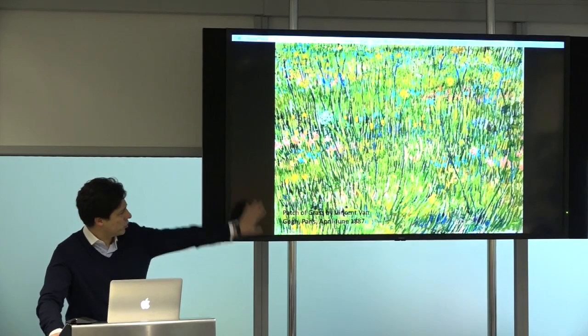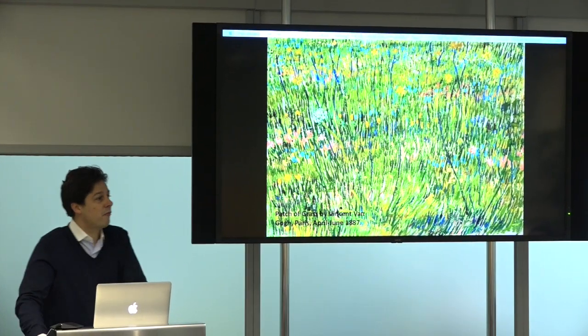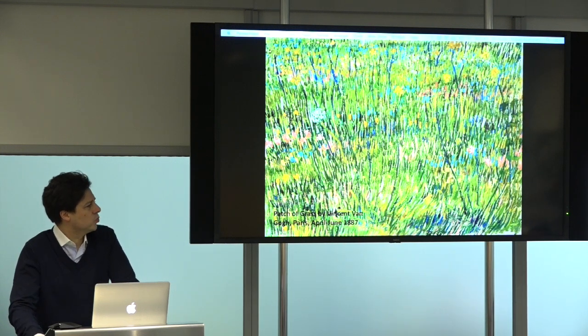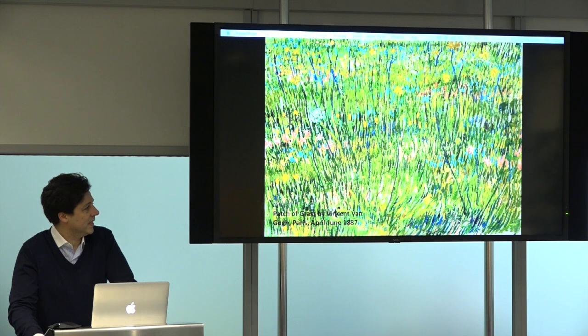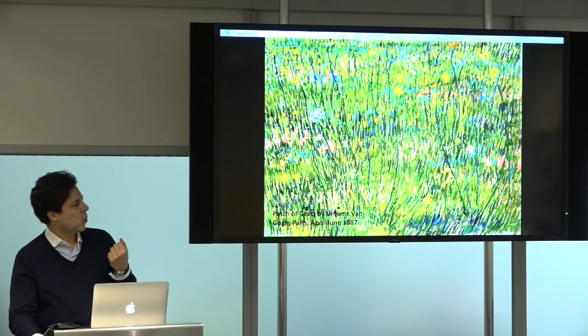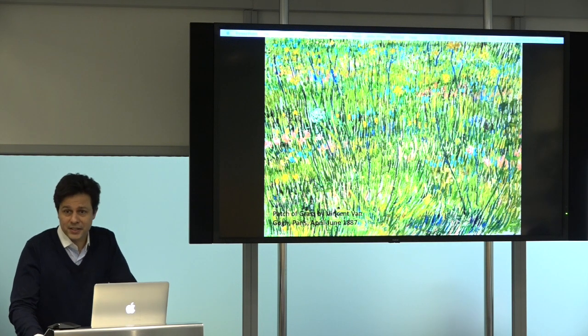Right. So I'm not sure whether you have come across this painting before. This is a Vincent van Gogh painting, a patch of grass that was painted in Paris. Now, the question is whether you have ever wondered what is beneath this particular painting.